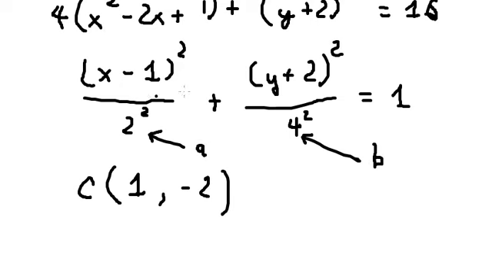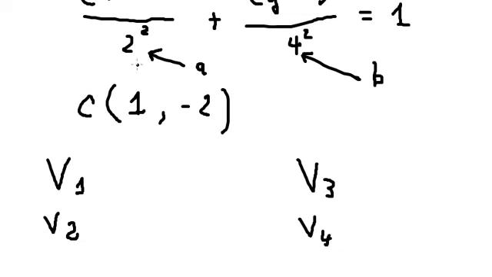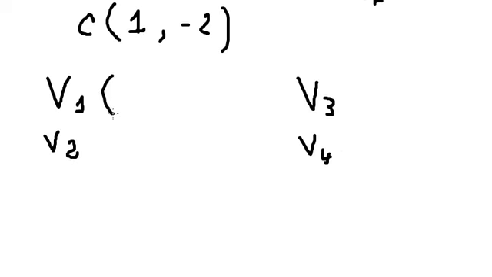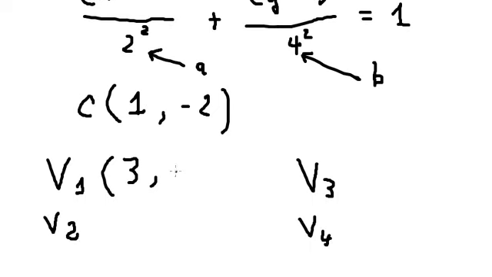So for the vertices of this ellipse, I will put vertex number 1, number 2, number 3, and number 4. We have number 2 in here, that's related to x. So we just put number 1 plus 2, you get 3, negative number 2. Number 1 minus number 2, you get negative number 1, negative number 2.